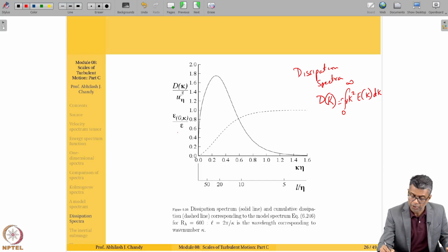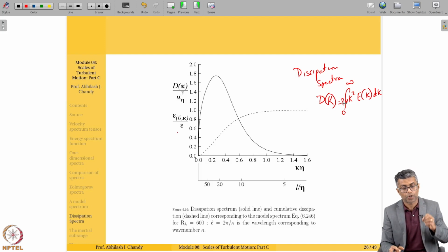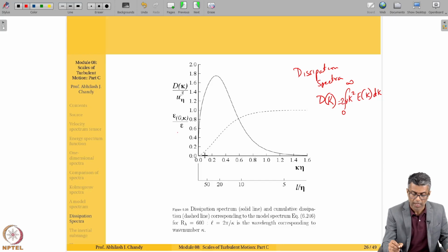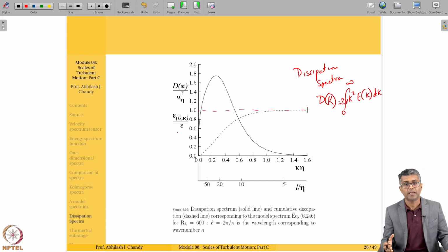So D of kappa, I should say, is 2 nu kappa squared E of kappa d kappa. There's a factor of 2 there, but that doesn't matter. It is just a factor of 2 in there. That is the way it is defined. And then I have the cumulative dissipation, which is again normalized with the total dissipation and is plotted. As you can see, it goes to 1 eventually, at high wave numbers.